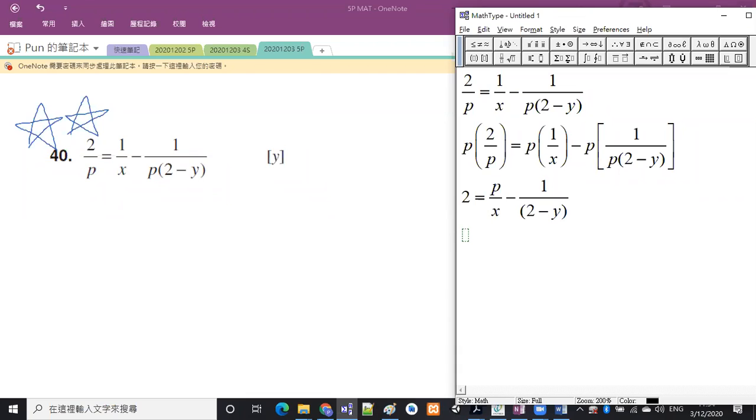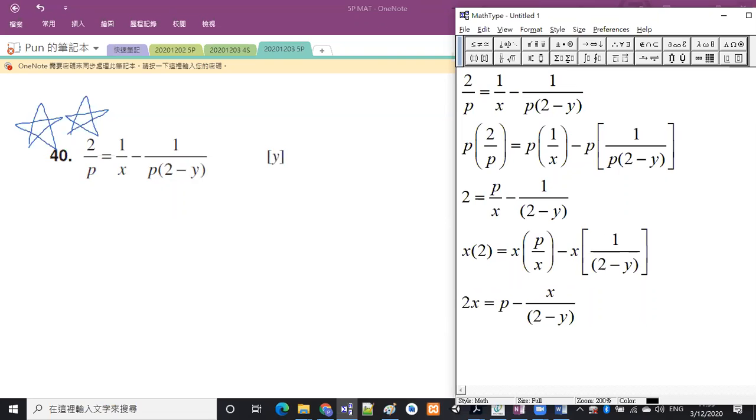And then now we still have the denominator x and denominator 2 minus y. So we need to multiply x to every term here. Like this. Okay, so this 2x is equal to the x will be cancelled, just p. And then minus, for the last term, the x has no common factor to be cancelled with each other. So the x will be multiplied to the top part of the fraction. So that will be x over 2 minus y.